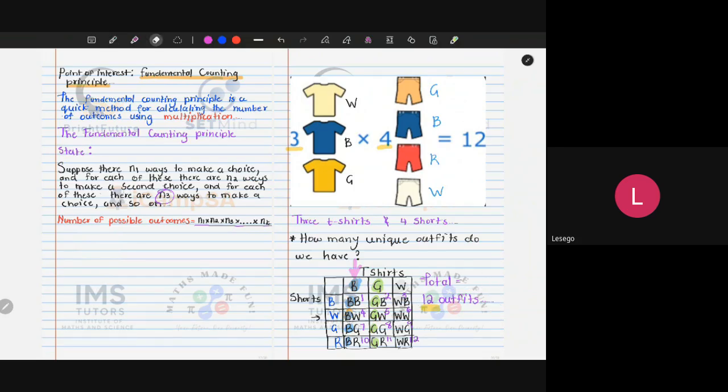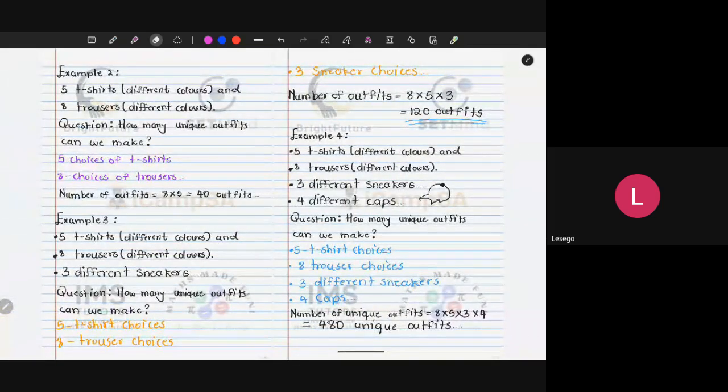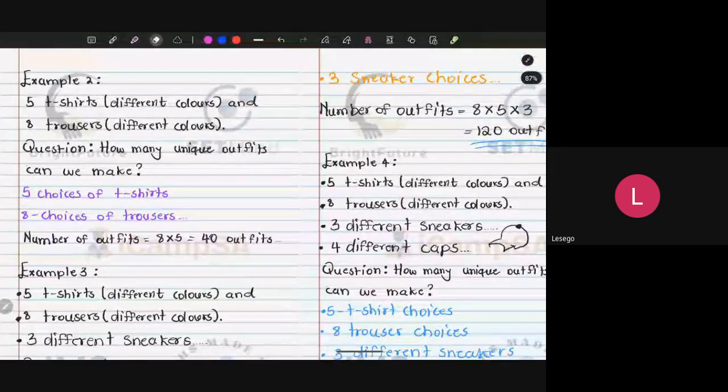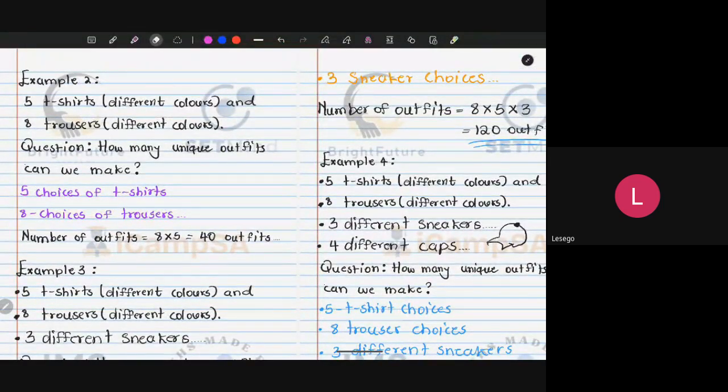Is that not superb? With 3 t-shirts and 4 trousers, you can have 12 different looks. And people are going to start believing your wardrobe is very much packed. So mathematics is beautiful. And then we said, but look, the problem is that you might find yourself having 5 t-shirts and 8 trousers, so drawing that table is not sustainable. So how many unique outfits can we make with 5 t-shirts and 8 trousers?